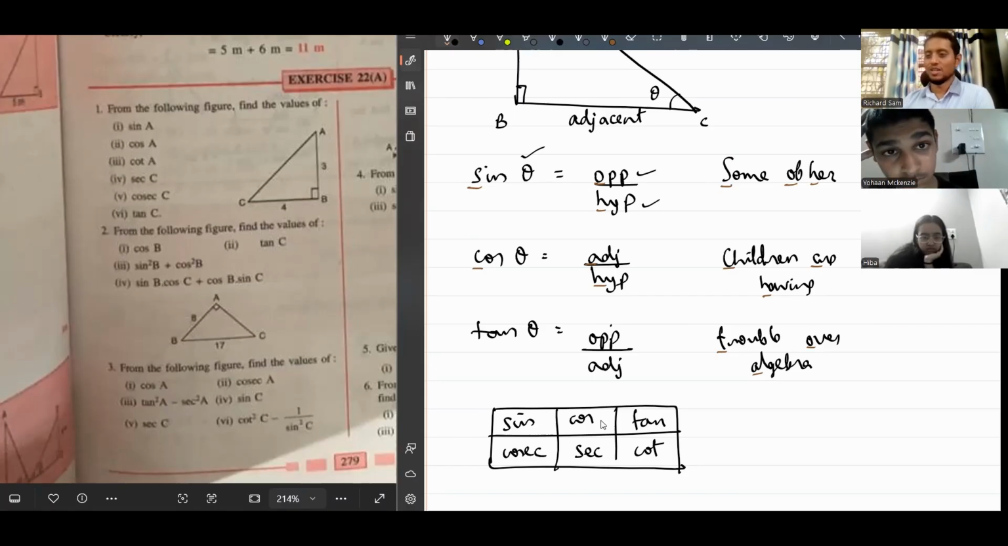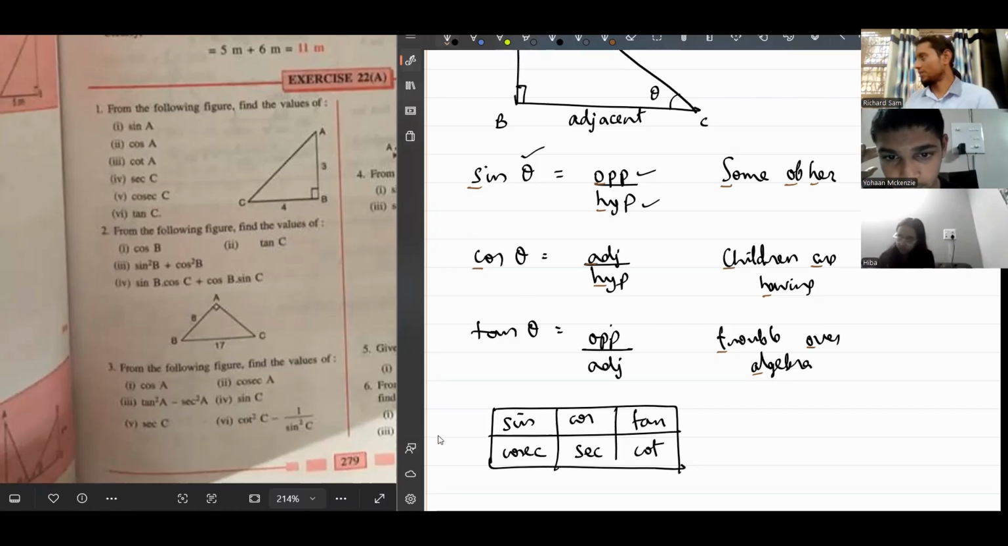So let me ask you, what is tan theta's formula? Tan theta is opposite upon adjacent. What is cot theta? Cot theta is adjacent upon opposite. Sec theta, hypotenuse upon adjacent. Johan and Hiba, you're getting it right? And cosec theta, hypotenuse upon opposite. So if you want in an exam, you can just note these down, or you can remember it, or however you want.